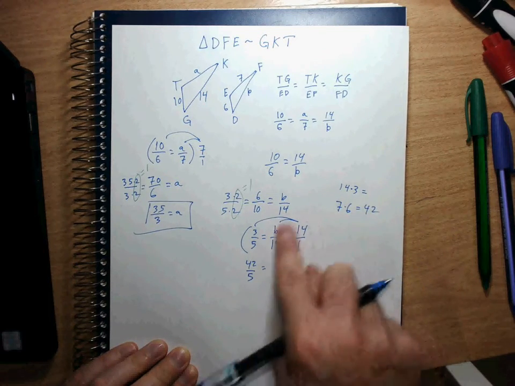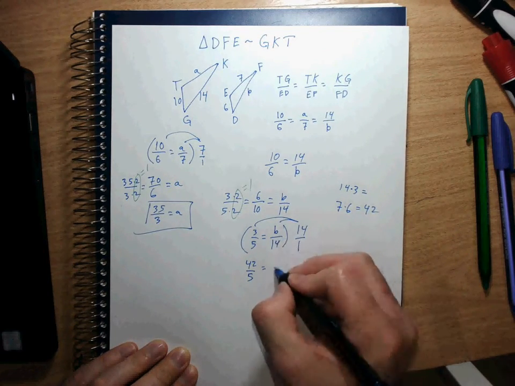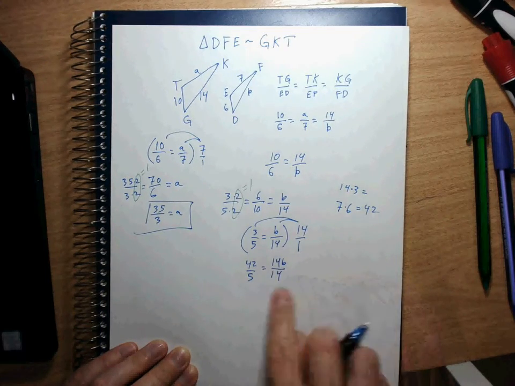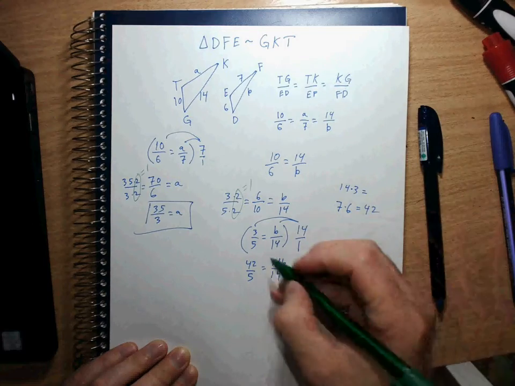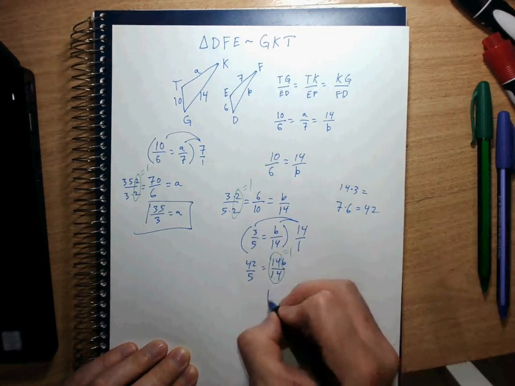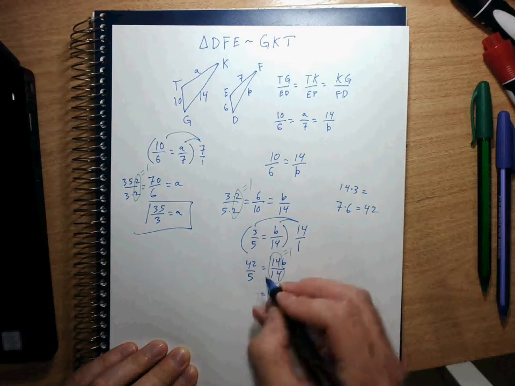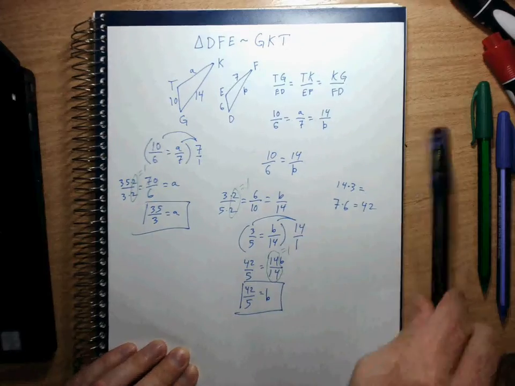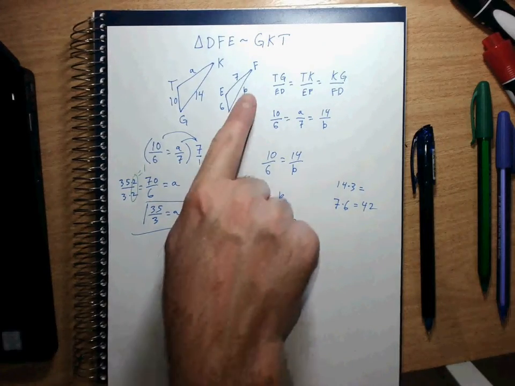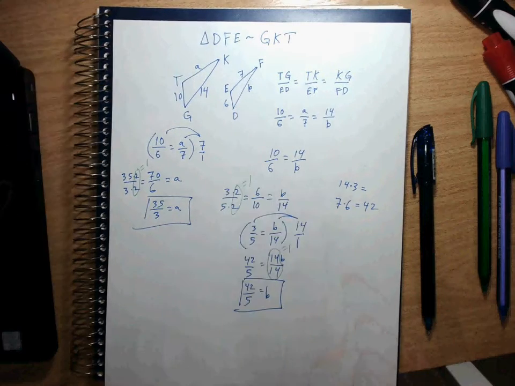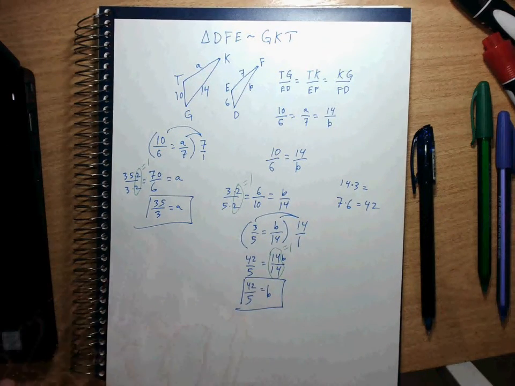And again on this side, 14 times B, I'll write it out this time just to make sure you get it. 1 times 14 is 14, but 14 over 14 simplifies to 1. So B equals, and I can't simplify that side, 42 over 5. So now I have these two variables, and they are pretty numbers, but that's okay. Sometimes that's the way it is.